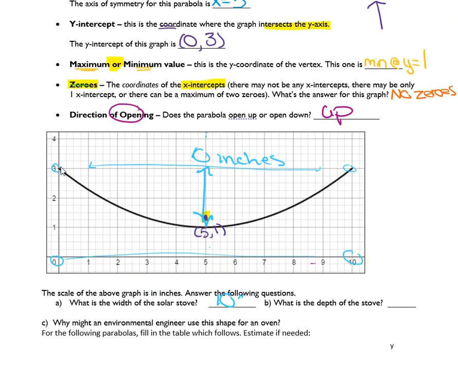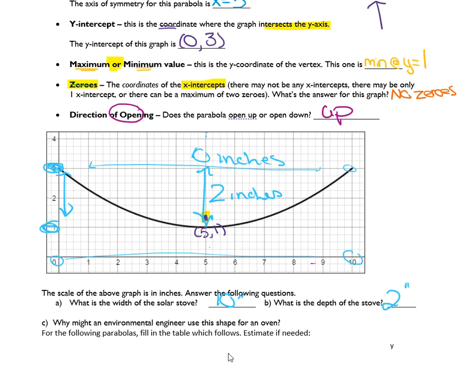So we've got from this, the highest the open part gets to, the wings are at a 3. The lowest we have here is a 1. So how deep is it here? How many units is that? That's 2 inches. So 2 inches is the depth of the stove. Why might an environmental engineer use this shape for an oven?